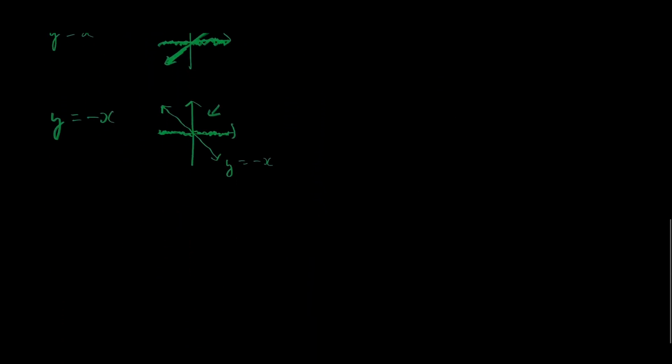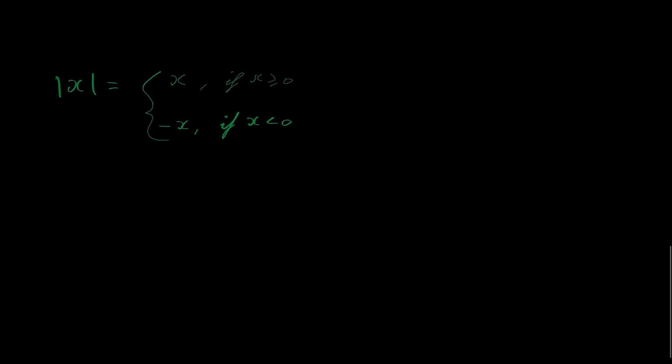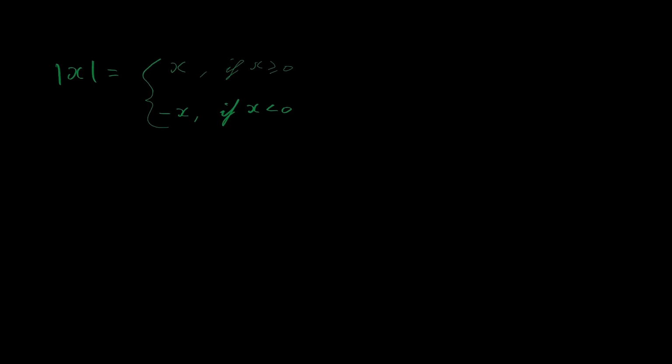Another way to think of it is in terms of distance from zero. So I'll write the definition again. The absolute value of a real number x is equal to x if x is greater than or equal to 0, and negative x if x is strictly less than 0. So we can think of this as distance from 0. Okay, the absolute value of x is just how far away it is from 0. So let's draw another number line.